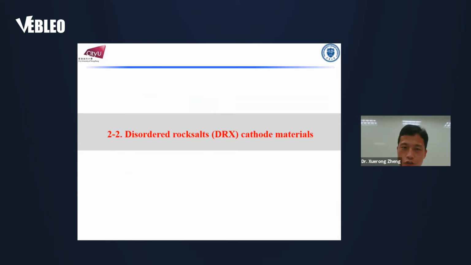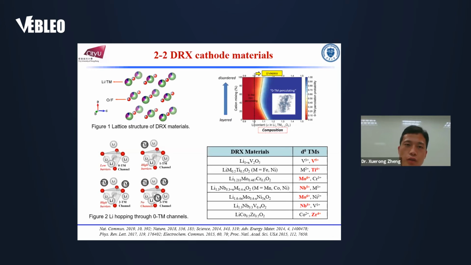Another work is on disordered rock salt materials. So I will first briefly introduce the background of disordered rock salts, because this is not similar to our work. In these materials, the oxide and the fluorine occupy the FCC structure, and the lithium and trace metals occupy the octahedral sites. And when charging, the lithium can transfer from one octahedral site to the next octahedral site through the tetrahedral site.